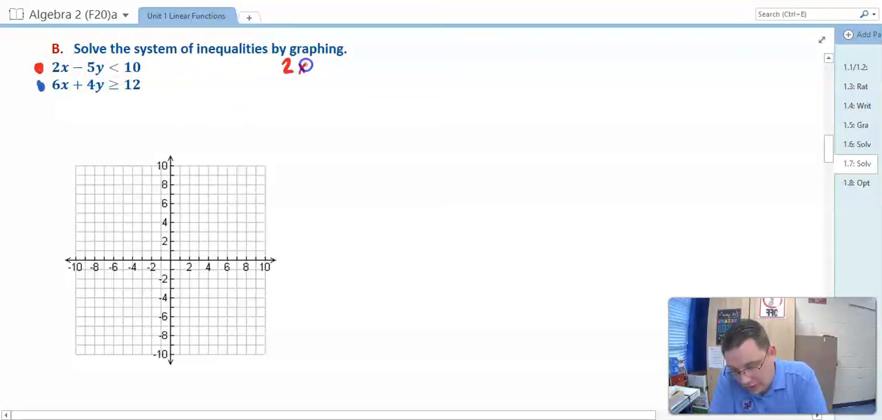So I'm going to get that 2x is equal to 10, so x is equal to 5. So my x-intercept is 5. My y-intercept, I'm going to get negative 5y is equal to 10. Divided by the negative 5 means that y is equal to negative 2.